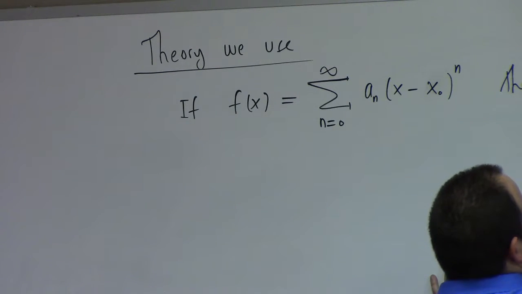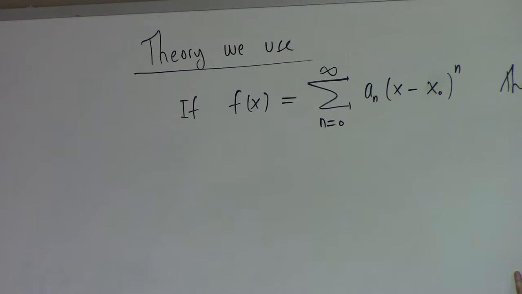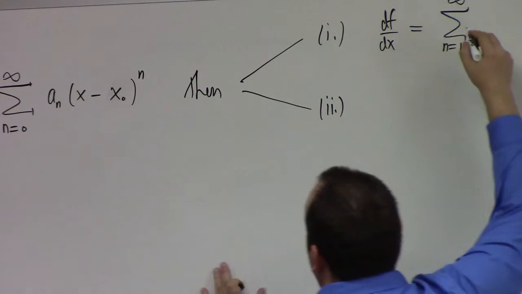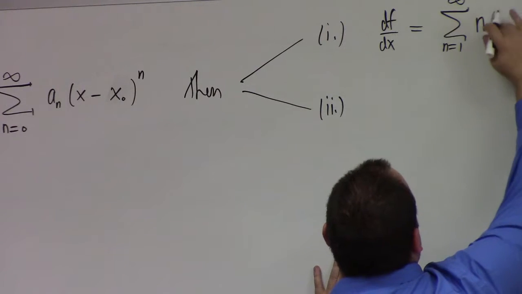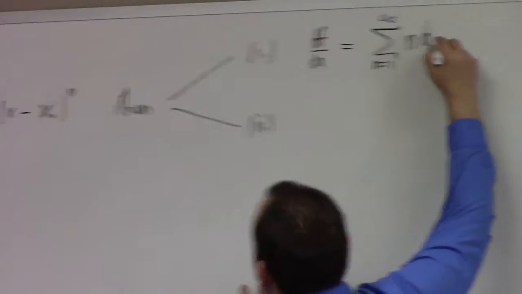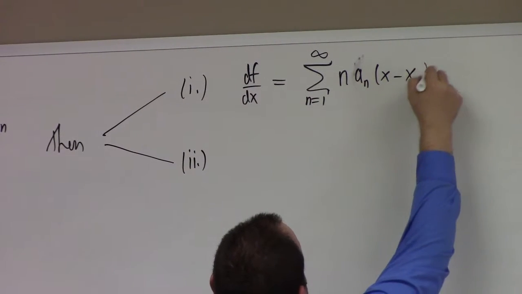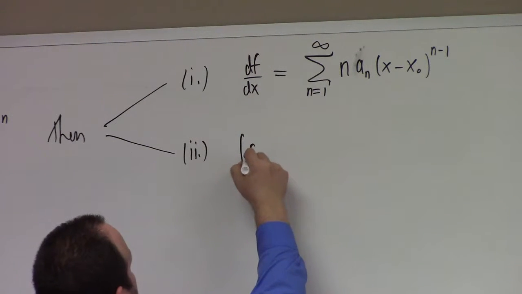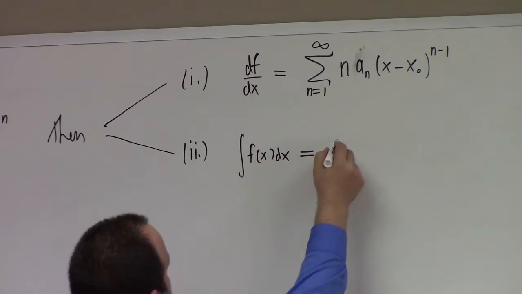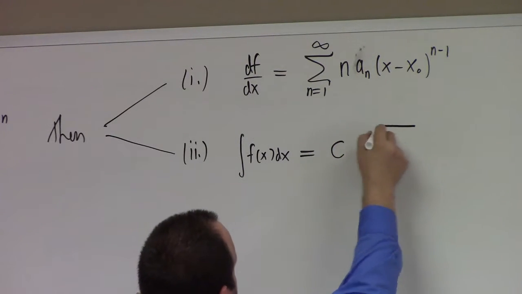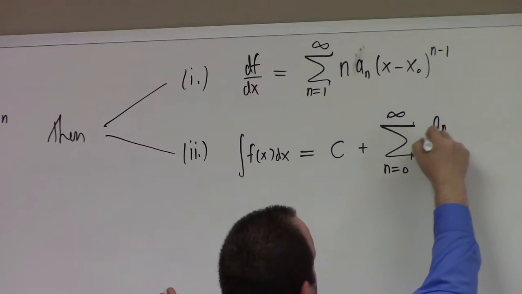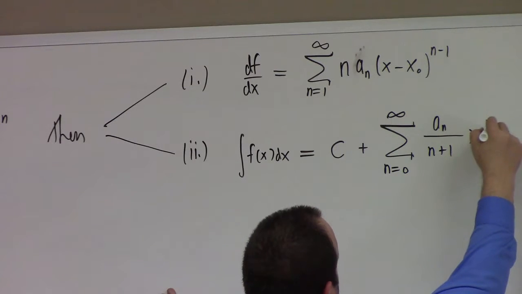1 and 2. Number 1, df dx, the derivative of f with respect to x, is equal to the sum n equals 1 to infinity of n a sub n times x minus x naught to the n minus 1 power. And also, the integral of f of x dx is equal to some constant plus the sum n equals 0 to infinity of a sub n over n plus 1 times x to the n plus 1.